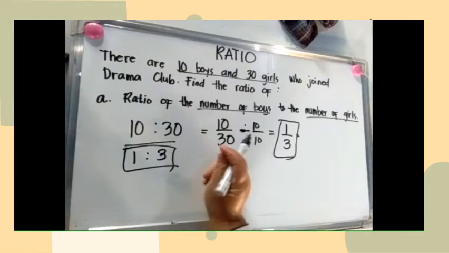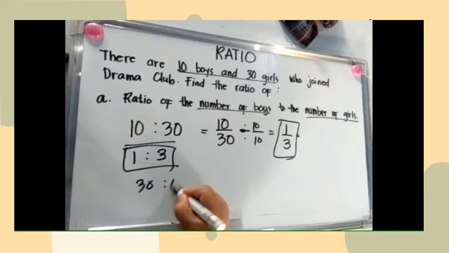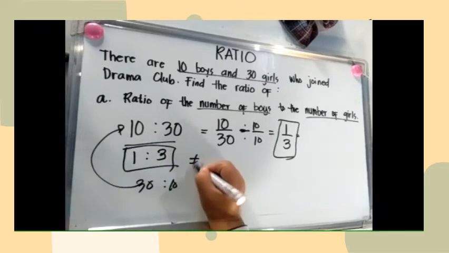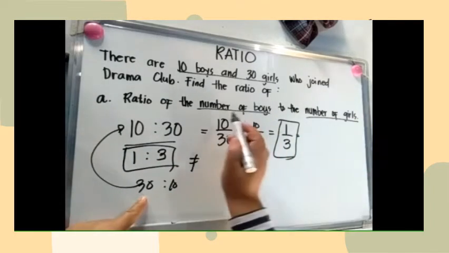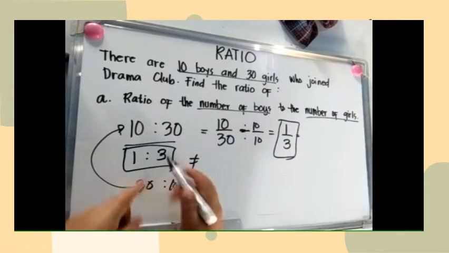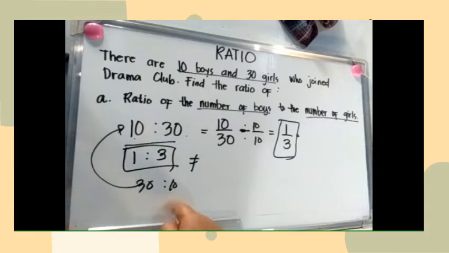Remember that we cannot interchange the numbers. Teacher, can we put 30 first, then 10? No, they are not equal, class. Why? Because 30 is the number of girls. The question asks for the ratio of boys to girls. So the boys should come first, and then the girls. So they are not equal.